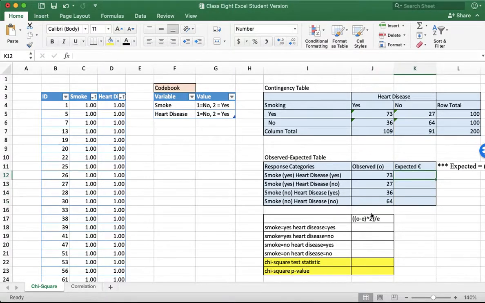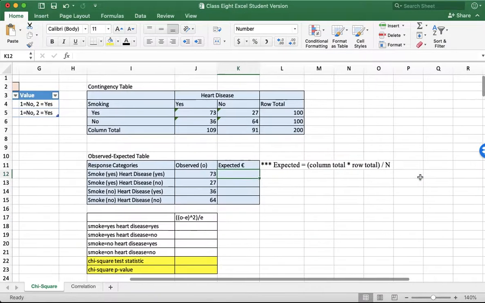Now, to calculate the expected values, essentially in crosstabs and chi-square tests, the expected values are the values we could expect if there were absolutely no relationship between smoking and heart disease. Okay, and what we're essentially doing in our test is looking at our observed values relative to the expected values, and we're seeing if the observed deviates from the expected enough that we get a significant p-value, which would indicate that there is in fact a relationship between smoking and heart disease.